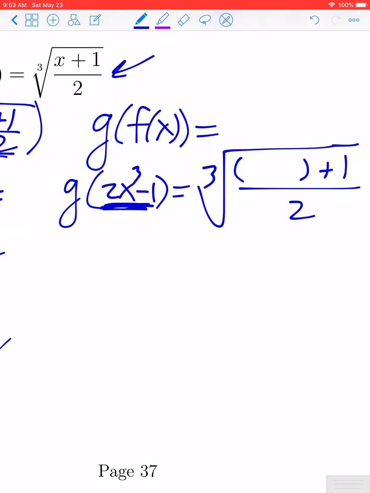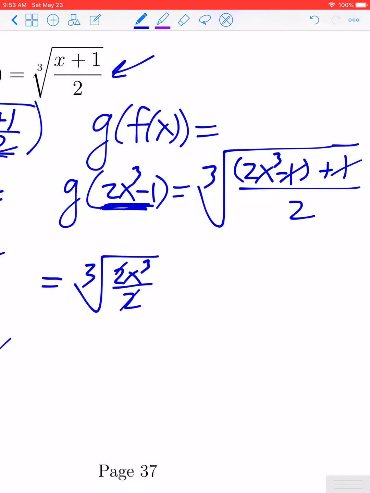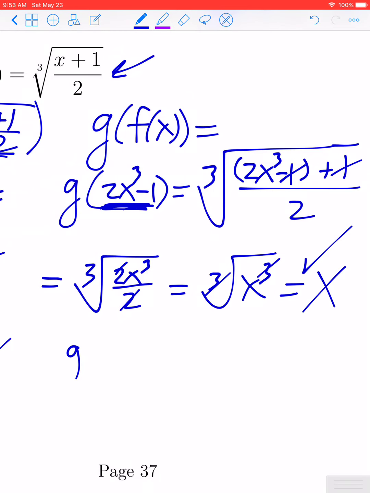I'm using f as its input, so I have 2x cubed minus 1 here. And now let's simplify. The negative 1 and the positive 1 cancel, so we get the cube root of 2x cubed over 2. The multiplication by 2 and the division by 2 cancel, so we get the cube root of x cubed. And then lastly, the cube root and the cube cancel, because those are inverse operations. And once again, we do get x.